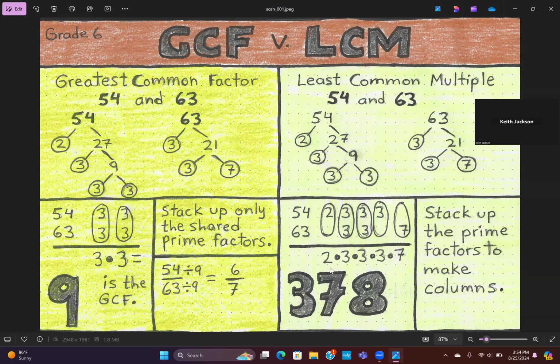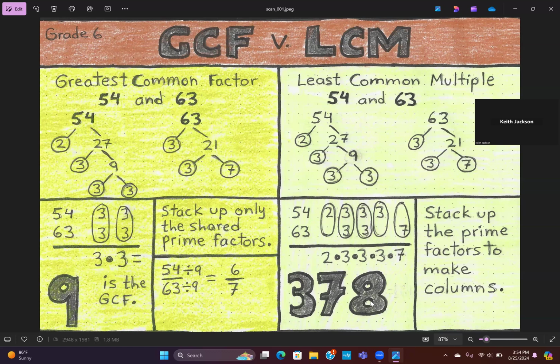And here's what's going to happen. When we multiply 2 times 3 times 3 times 3 times 7, our answer is going to be 378. So the least common multiple, or the first common multiple that 54 and 63 have in common, is 378. That is the least common multiple.